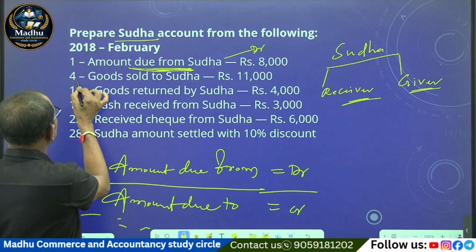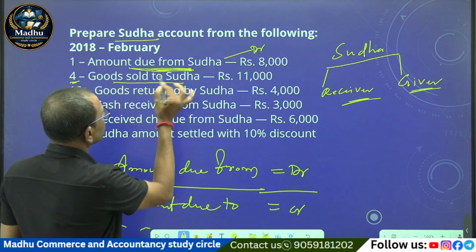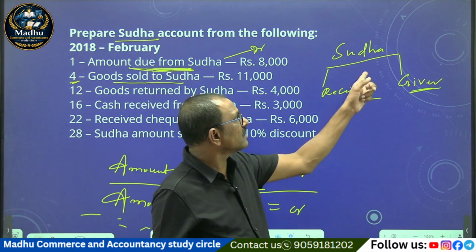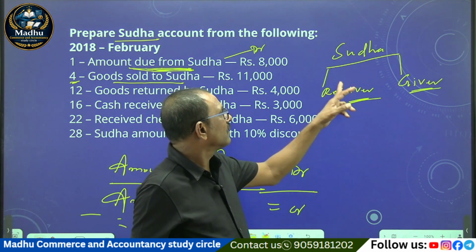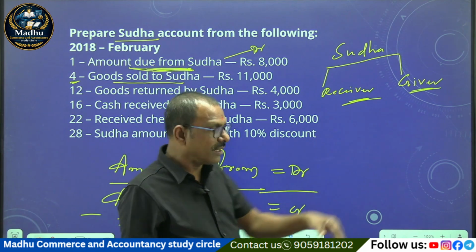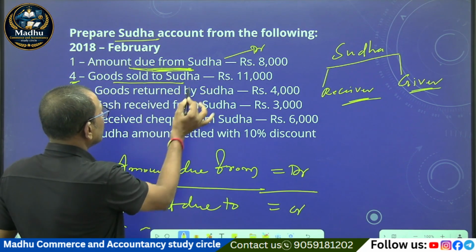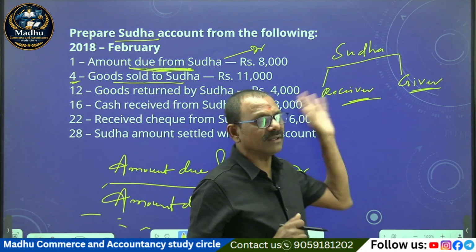Now next transaction, 4th February, goods sold to Sudha. Here this rule will be applicable. So receiver, giver. Sudha is the receiver or giver, we have to think. Just leave the first one. So first one you think about this only, and from next transaction you have to follow this rule.